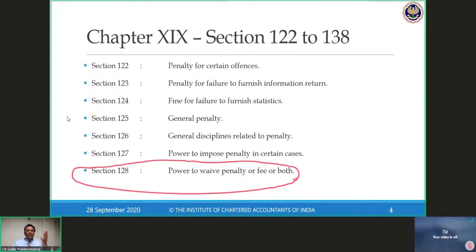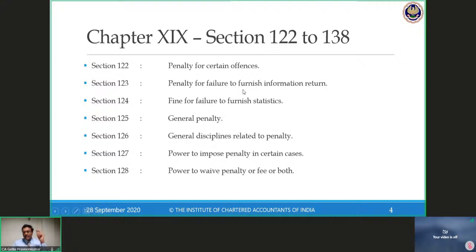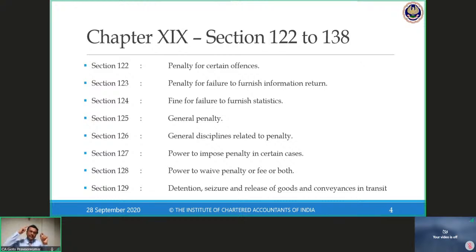What valuation can I give out of my learning from this session? This 128 is worth reading once. Section 129 deals with the detention, seizure, release of goods. I would say 80% of the high court cases, if you see as of today in any state, right from Jammu and Kashmir till Kerala, I would say Kerala is one state which is far ahead in issuing notices under Section 129. We will go through Section 129 in detail, where there could be a scenario of invoking detention, seizure and release of goods.